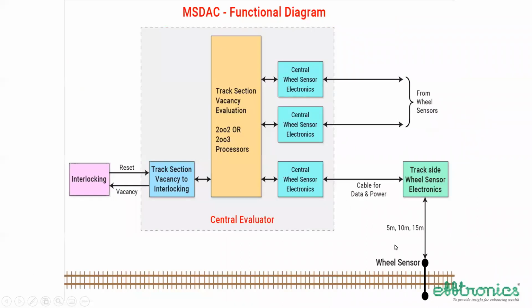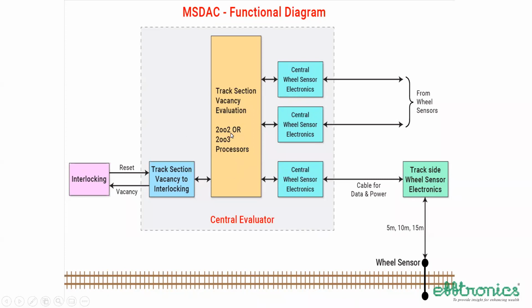Another way of looking at it, there is a wheel sensor and about 5, 10 or 15 meters of coils with track side wheel electronics. And then there is a cable for data and power to carry to the central place. And at the central place, there can be some wheel sensor electronics, which converts it into the data of wheel counts and pushes it to the processor. This processor can be 2 out of 2 or 2 out of 3 architecture. Like this, a number of wheel sensors send the data to this.